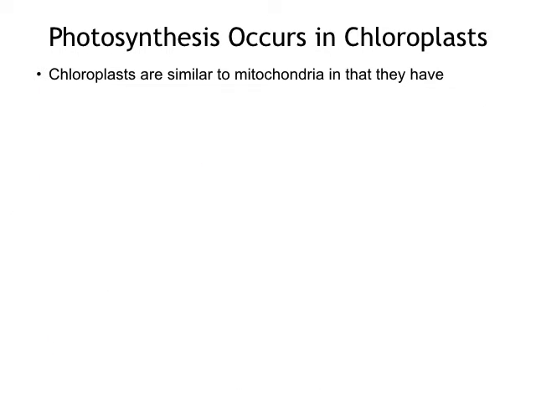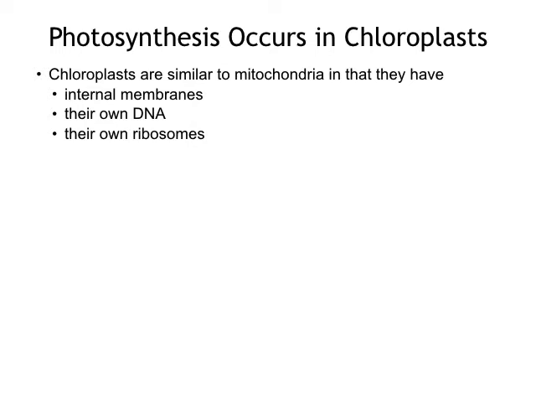Now, what's interesting is that chloroplasts are similar to mitochondria in that they have internal membranes, these thylakoid membranes, and the inner membrane as well. They have their own DNA, circular DNA, and their own ribosomes, which are different from the ribosomes of the plant cells these chloroplasts are found in. So this is just like mitochondria, and these features resemble features of bacteria. It's almost like they are bacteria or once were bacteria.